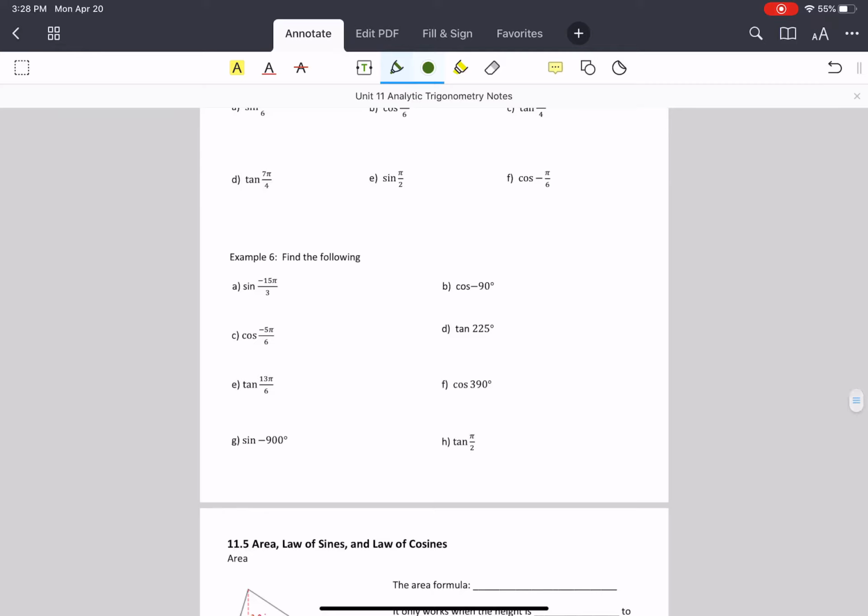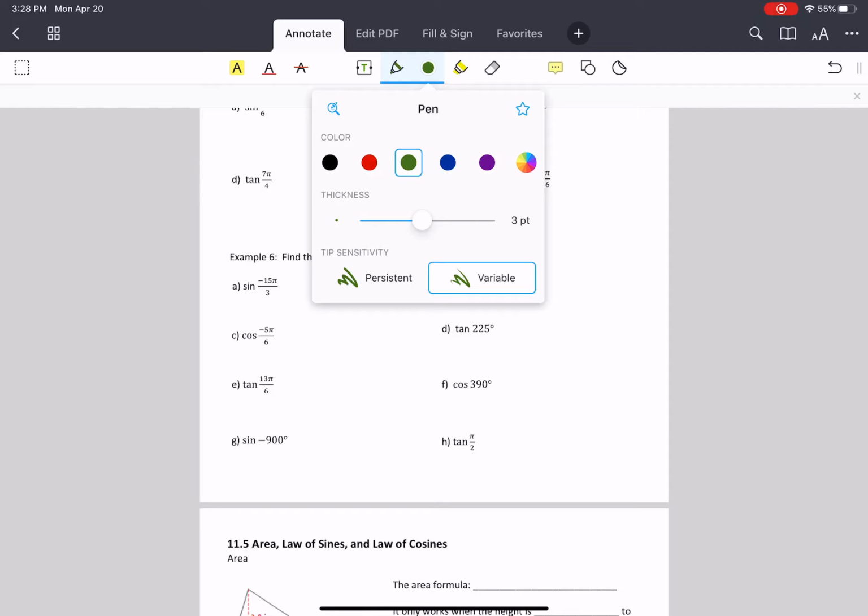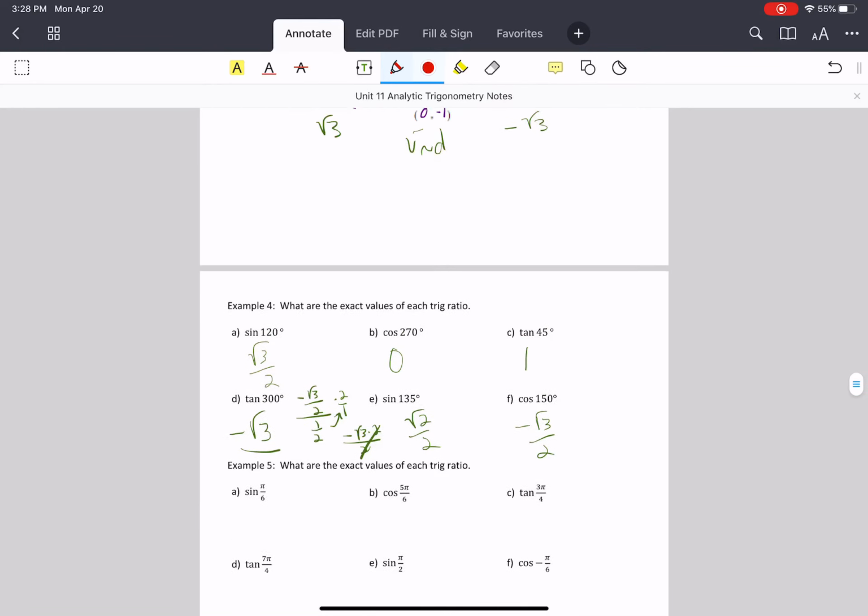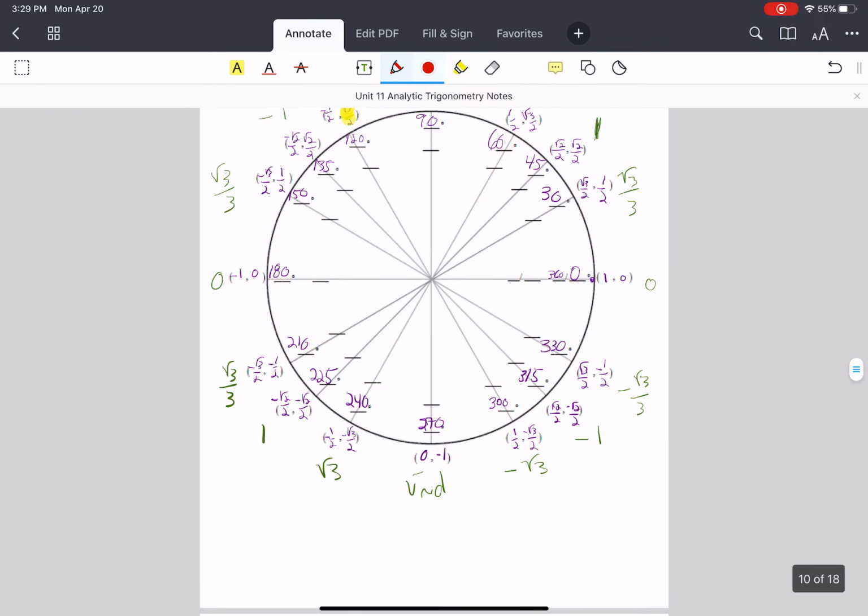Okay, so this is where our coterminal ones come in. So if I'm looking at part B, which is cosine of negative 90, well, I know from 11.3 that negative angles, we start at 0 and we rotate clockwise instead of our normal counterclockwise. So negative 90 is coterminal here with 270. So negative 90 is going to have the same coordinate because they end together as the 270.